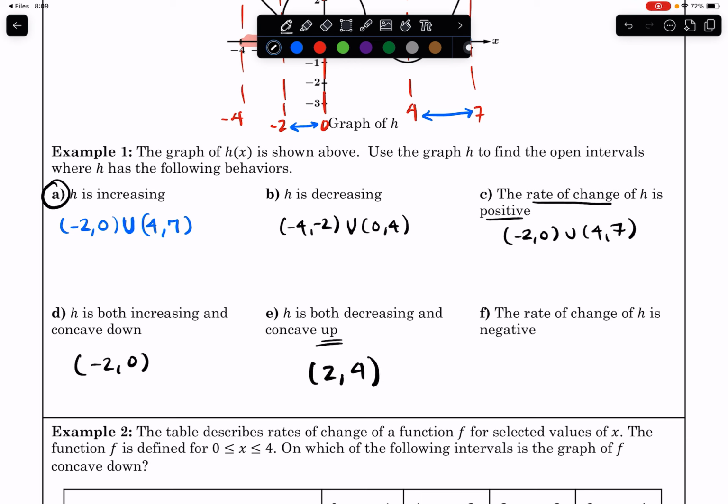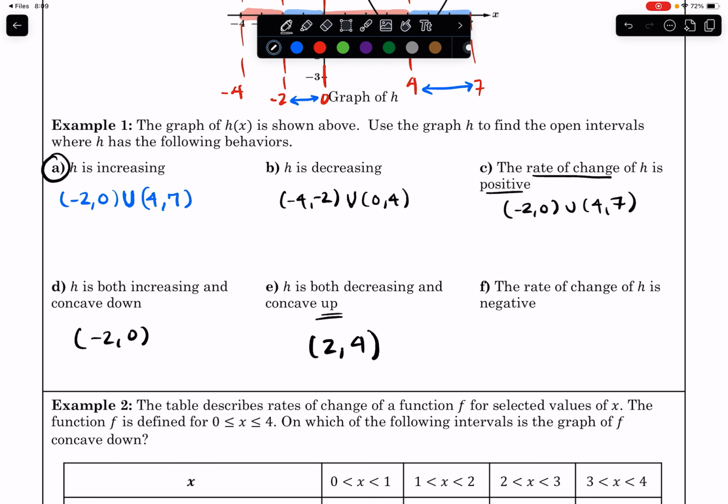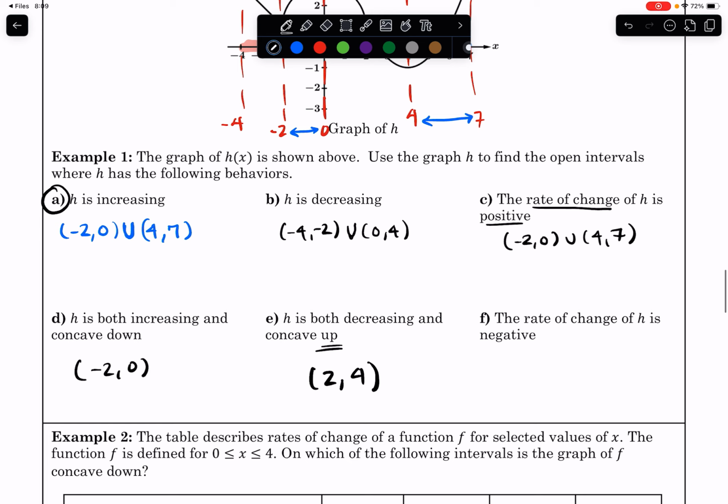And then finally, the last part of this question is, the rate of change of H is negative. Well, to ask when is the rate of change of H negative simply means when is H decreasing. That's all it's asking. When is the rate of H negative? Means H is going to decrease. Well, we know the answer to that. That's the same question as answer B. And the answer to that is from -4 to -2 and from 0 to 4.